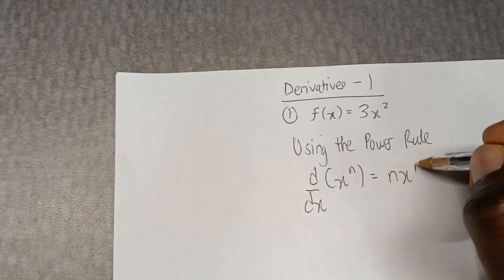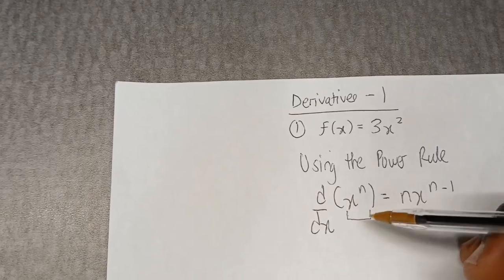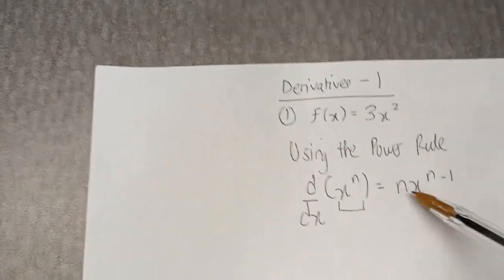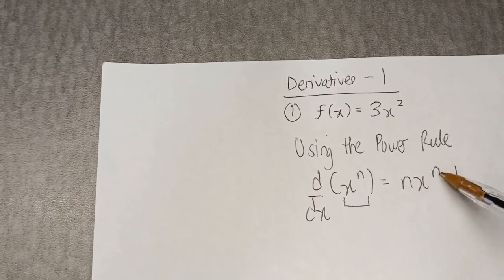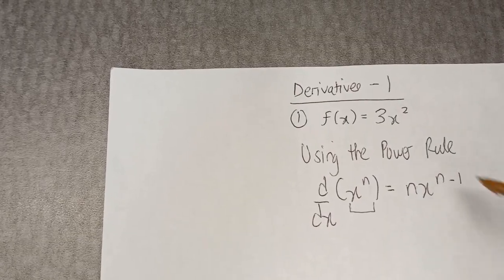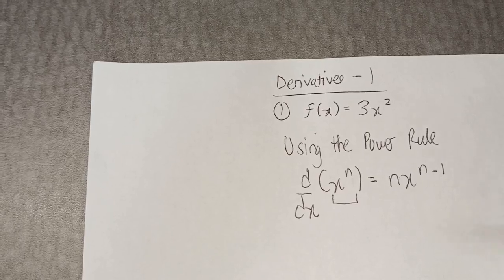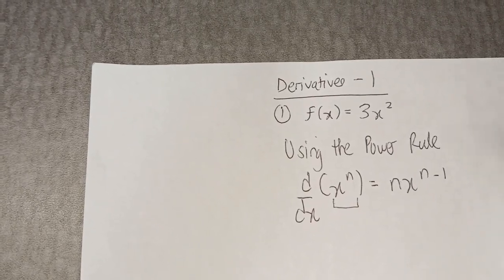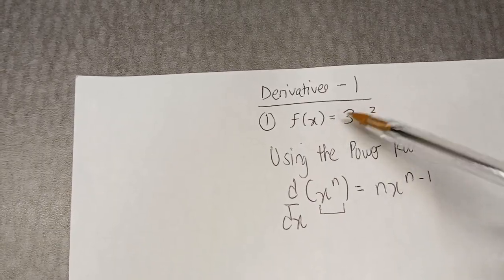The power rule is: when you have the expression of a function, to take the derivative, you multiply by the expression's power, times x to the n minus 1, the power minus 1. The power is another term for the exponent of a function. So how do we apply this rule to find the derivative?